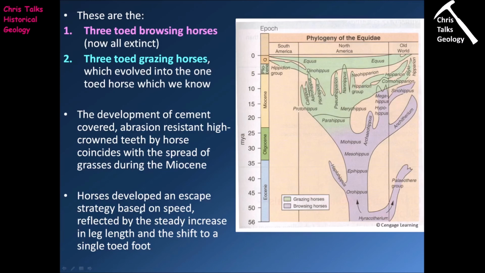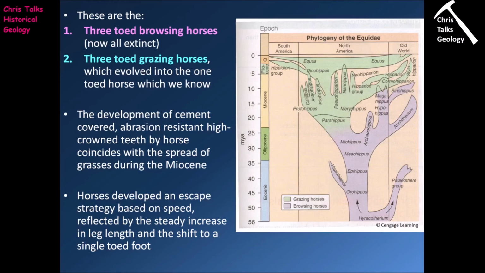Now, horses develop an escape strategy based on speed, so once they're on the plains and they're exposed, hiding behind trees and bushes isn't going to work anymore. So we tend to see horses getting larger, so they're more imposing and therefore less likely to be attacked, but we also see them developing a strategy that involves being able to run away very, very fast from the thing that's trying to eat you. This escape strategy is reflected in the increase in leg length that we see with horses and the move to a single-toed foot.